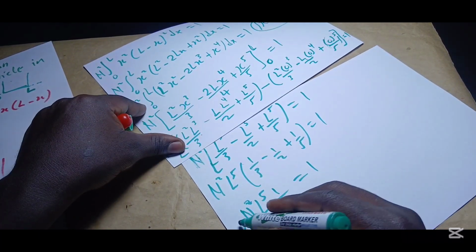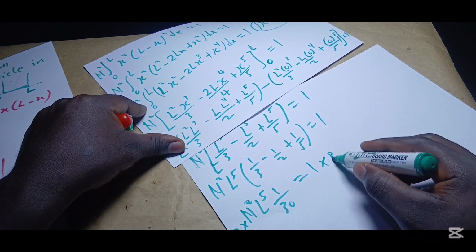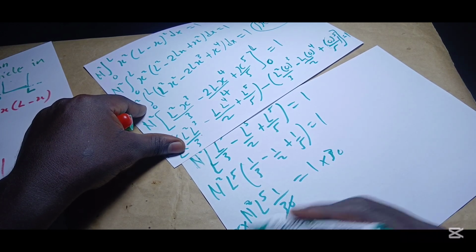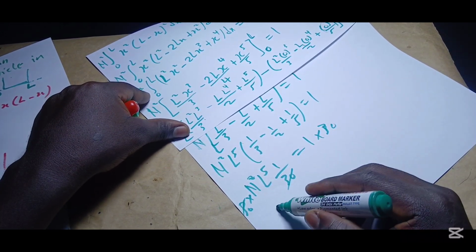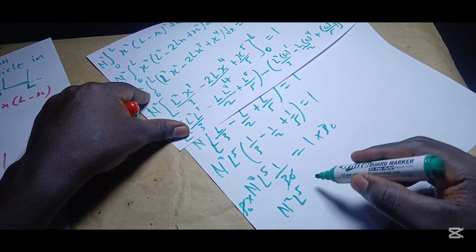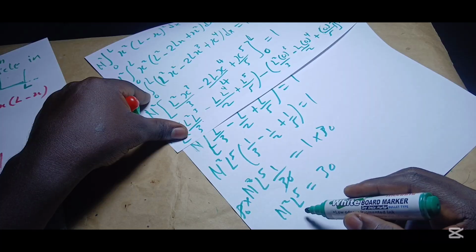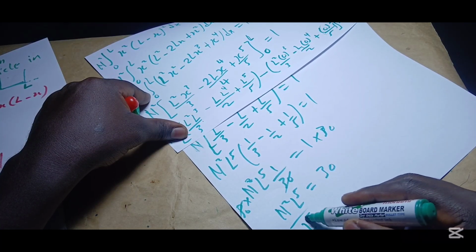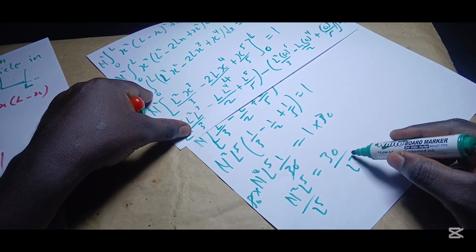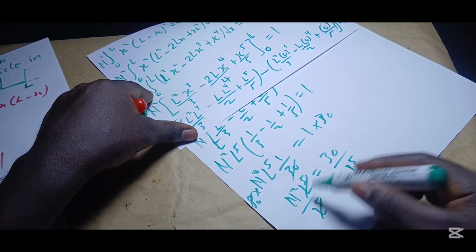So multiplying both sides of the equation by 30 will take care of that. And then we are going to get n to the power 2, L to the power 5 equal 30. And now we want to divide both sides of the equation by L to the power 5. So this will take care of that.